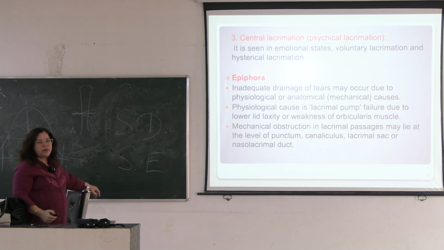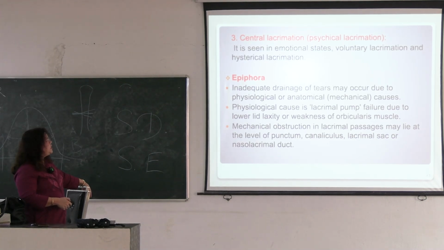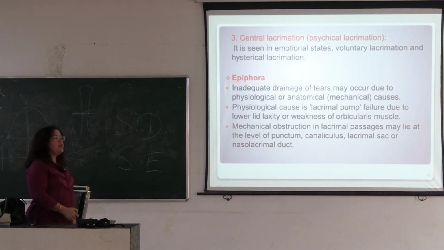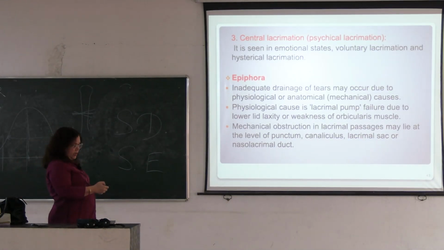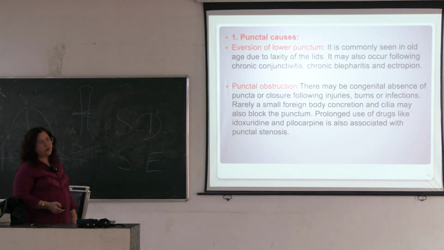Now we come to epiphora. Inadequate drainage of tears may occur due to physiological or anatomical causes. The physiological causes are pump failure or weakness of the orbicularis oculi muscle, and the third cause is mechanical obstruction. Mechanical obstruction is due to blockage at the level of the puncta, canaliculi, lacrimal sac and nasolacrimal duct. So, punctal causes of epiphora.